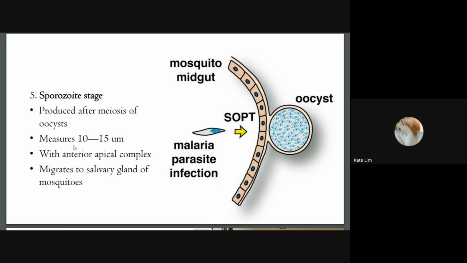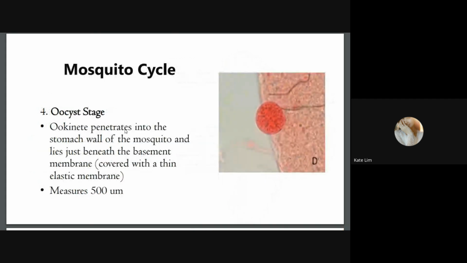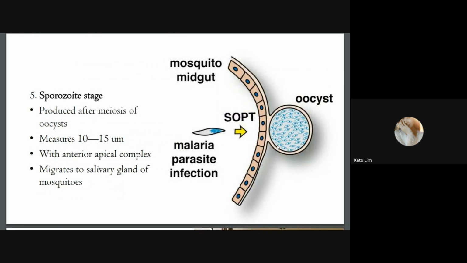So take note that your sporozoites are motile. If you remember that one, your sporozoites are motile. It has an apical complex. It would help them invade host cells, and it would also help them move around. So the sporozoites migrate from the oocyst, from the stomach wall right here, to the salivary glands of the mosquito, where they are stored until the mosquito feeds on a human host. So, again, please take note that the sporozoites are the infective stage for humans.